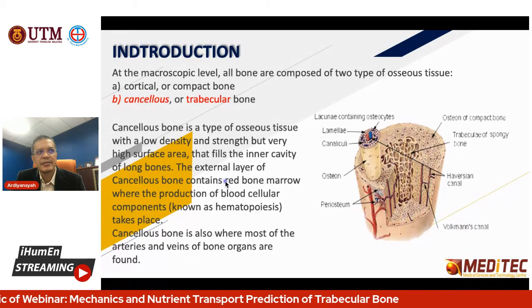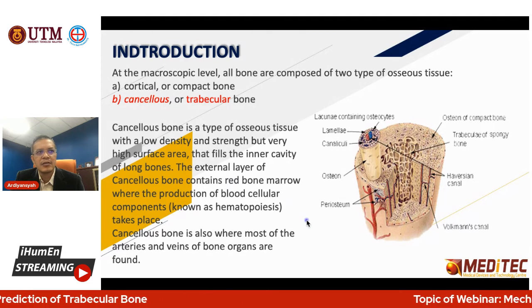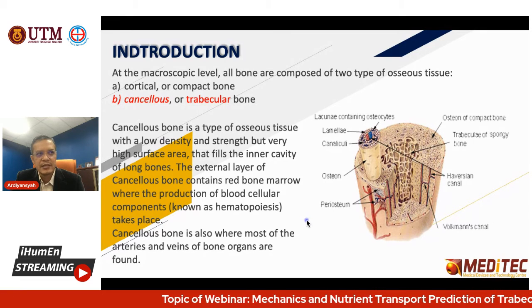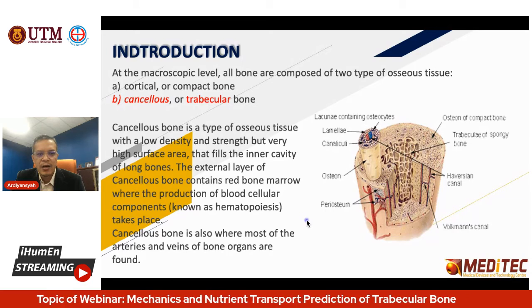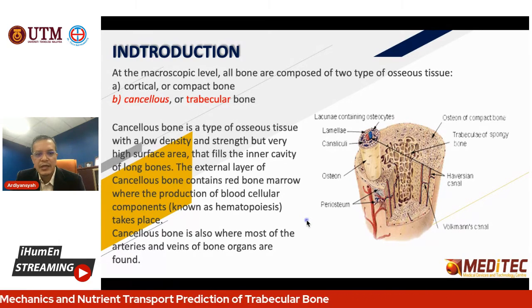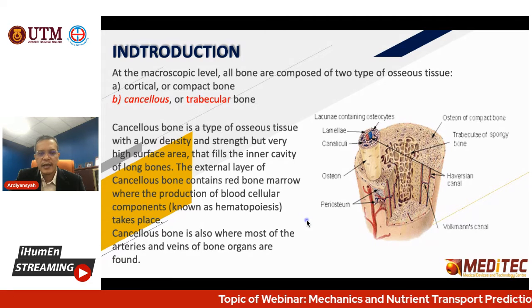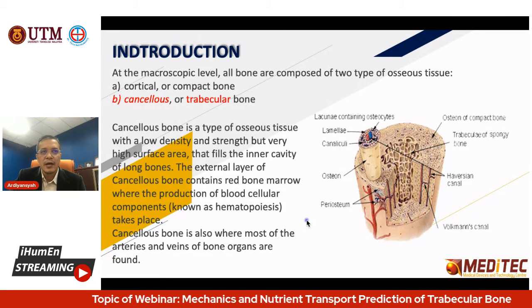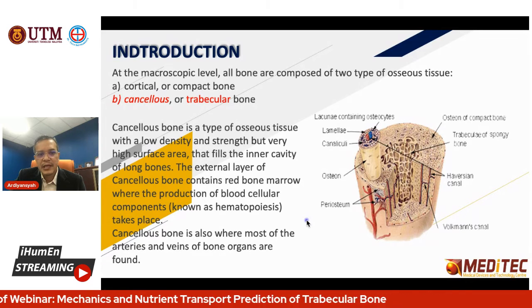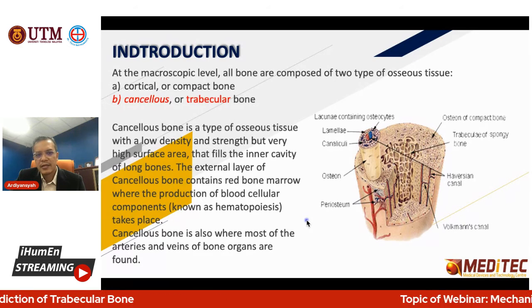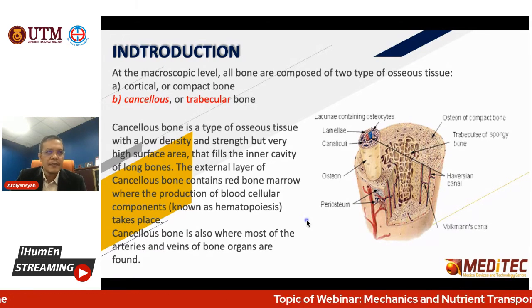In the external layer, cancellous bone contains the red bone marrow, where the production of the blood cellular components, known as hematopoiesis, takes place. Cancellous bone is also where most of the arteries and veins of the bone organ are found. Another function of cancellous bone is load bearing. It can support up to 75% of the load. So if you give a load, 75% is taken by the cancellous bone as an absorber.